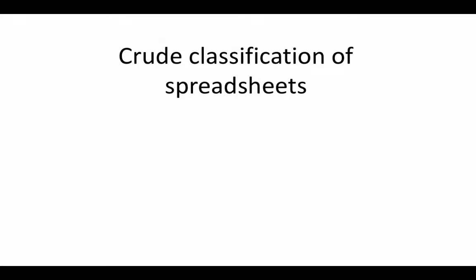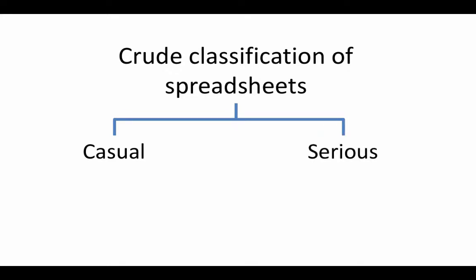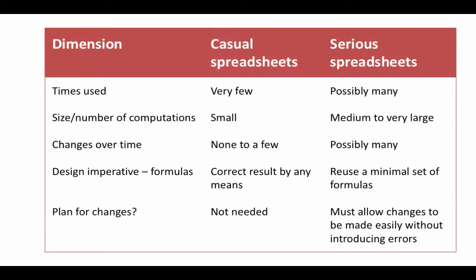You can crudely classify spreadsheets as casual or serious. And let's understand how these two differ. You can look at casual and serious spreadsheets in many dimensions. Casual spreadsheets are those that are used very few times, which means that you may create the spreadsheet, find some results, and that's the end of it. Or you may look at it a couple more times, end of story.